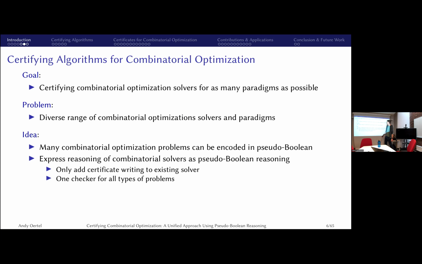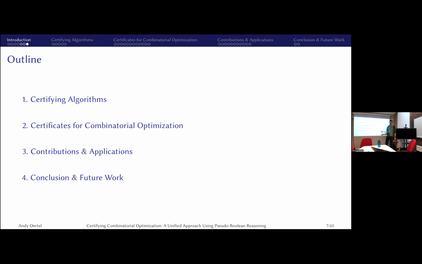So for the rest of the talk, for the first part, I will first tell you a bit more about certifying algorithms, what they are, and what we know about them, and define them a bit more formally. Then we will talk about certification for combinatorial optimization, so this VeriPB system. In the third part, I will talk about my contributions, my papers that will be included in my PhD thesis, and this will also lead us to applications where we use this certification system. And at the end of the first part, I will conclude with some future work.